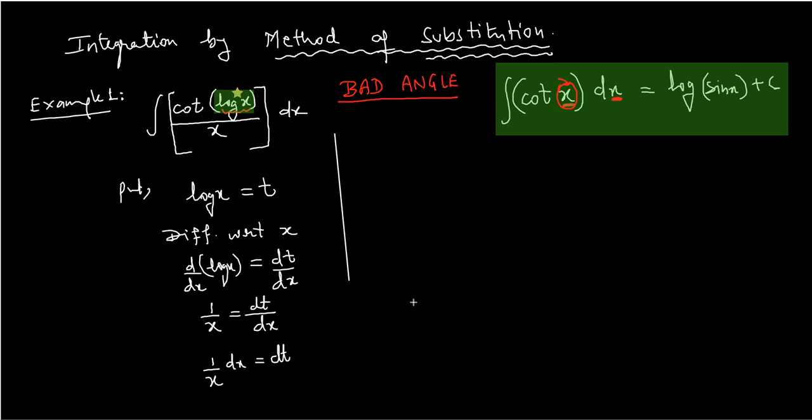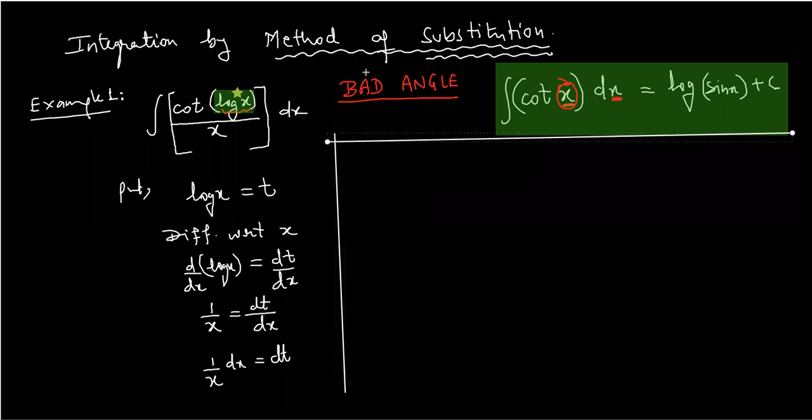Okay, so students, let's have a quick revision of what we did so far. I saw a bad angle, I put that bad angle as t. This is my substitution. This is the first major point which you need to understand. The second one: the moment I substitute something as t, the next step is I differentiate. Now I will tell you why we need to differentiate immediately.